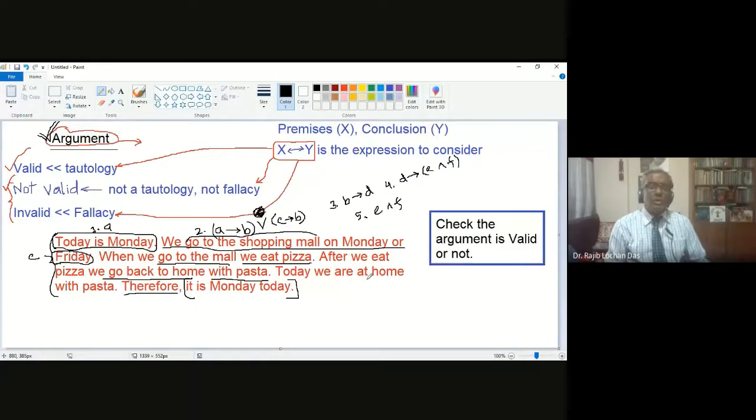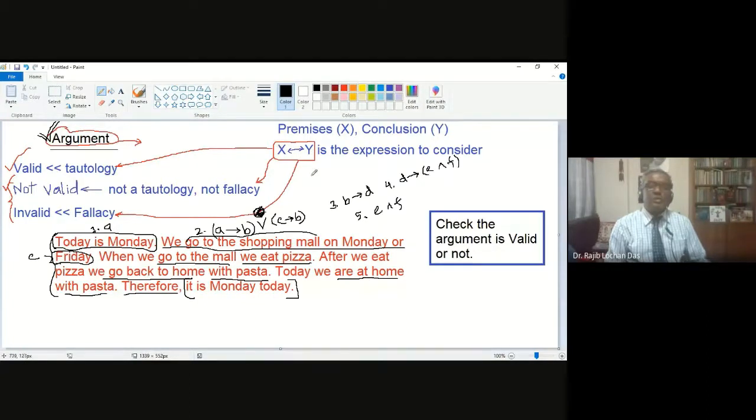No more new variable, because we are at home. That means E, and we have pasta with us. That means F. So E and F. That's all. So now you make your X.